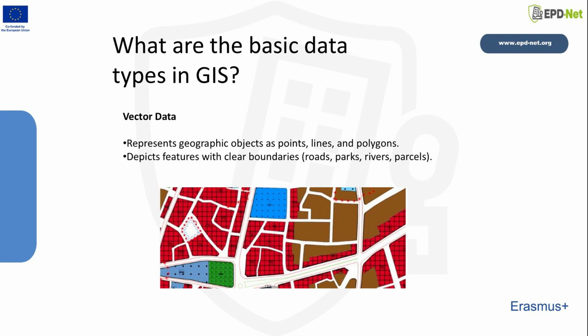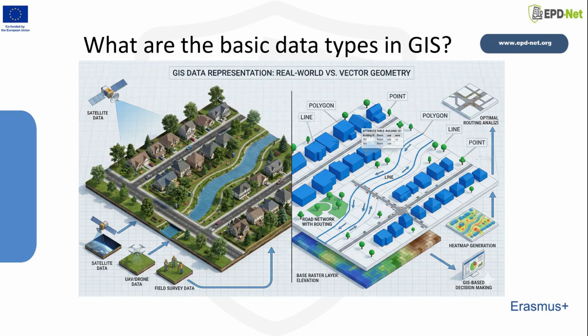For example, a road is represented by a line, a building or a park area is represented by a polygon, and features such as trees or bus stops are represented by points. In this way, both the location and the geometric form of spatial features are explicitly defined. One of the most important characteristics of vector data is that each spatial feature is linked to an attribute table. Through these tables, descriptive information such as land use type, area size, ownership status, and functional characteristics is stored and can be queried. As a result, GIS becomes an analytical system capable of responding not only to the question of where, but also to what and how.